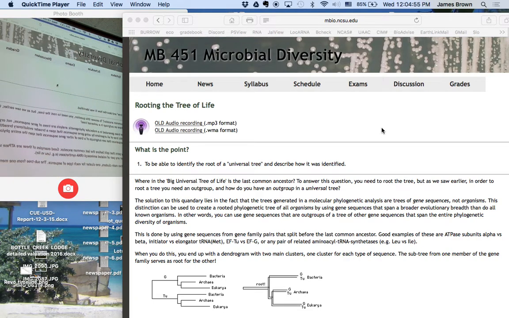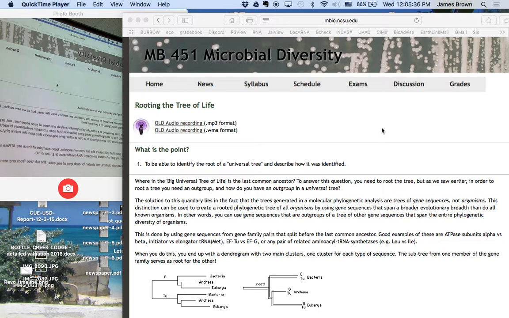So one of the things I've alluded to before is this quandary of if you've got a universal tree, the three-domain tree I showed you before, how do you determine the root of that tree? In order to root a tree, you have to have an outgroup. That's the function of an outgroup in any phylogenetic analysis. And it's impossible, of course, to have an outgroup in a universal tree, by definition. Except that you have to remember that the trees you're generating are not trees of organisms. They are trees of gene sequences.